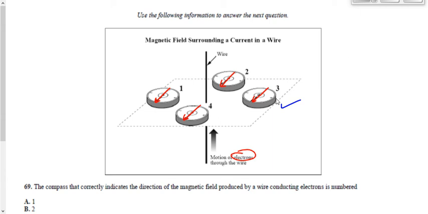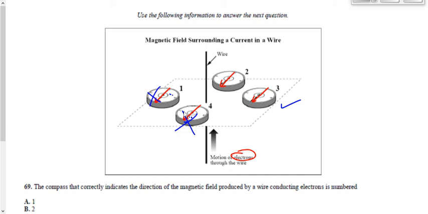At position four, in front of the wire, which way do my fingertips point? To the left. Is that pointing to the left? That's pointing out of the page, so that doesn't work because the compass needs to point to the left in the direction of the field. Position one, to the left of the wire. So my fingers are pointing to the left. That's pointing out of the page, so that doesn't work. What about position number one here? Fingers are to the left. They're pointing into the page. That doesn't work because it's pointing out of the page.